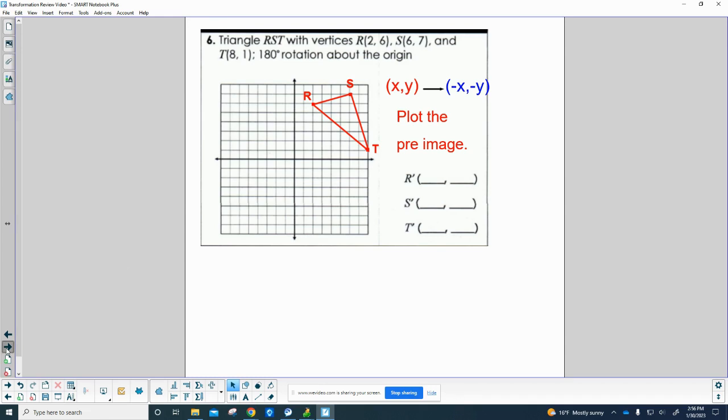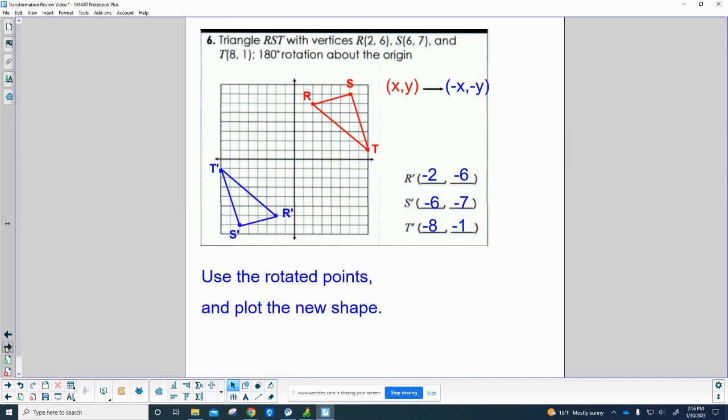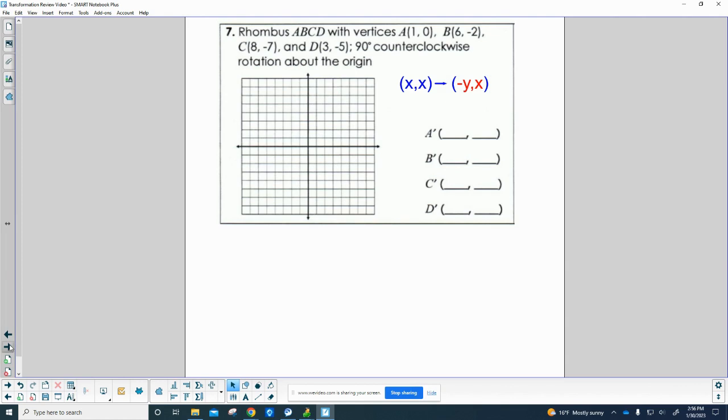So we've plotted the pre-image. We've used the rule to find the new points. And now we're going to plot those points and draw the shape that goes with them. Those are the ones marked with S prime, R prime, and T prime, as you can see there. All right, so moving on.